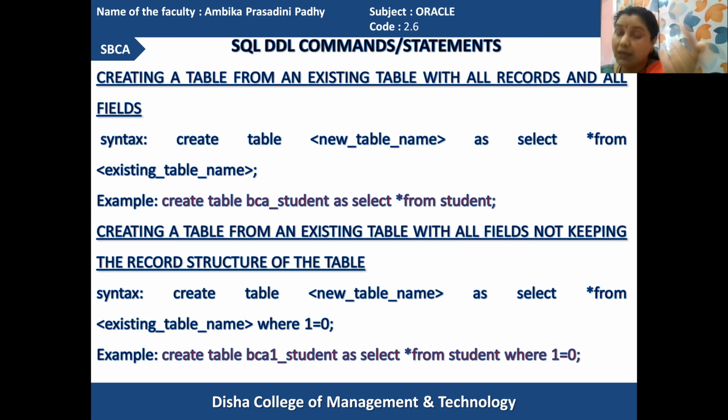But there are other options. Say a database table is already there, and using the structure of that same table you want to create another database table. Or the table contains a particular set of information, and you want to copy that information into some other table. A table already exists, and with all its records and fields, the other table can exist. For that you use: create table new table name as select star from existing table name.